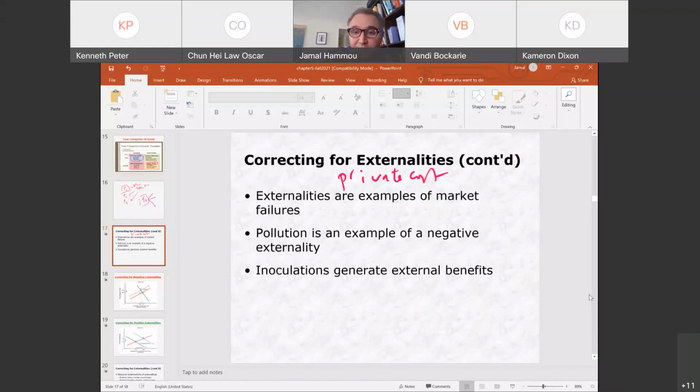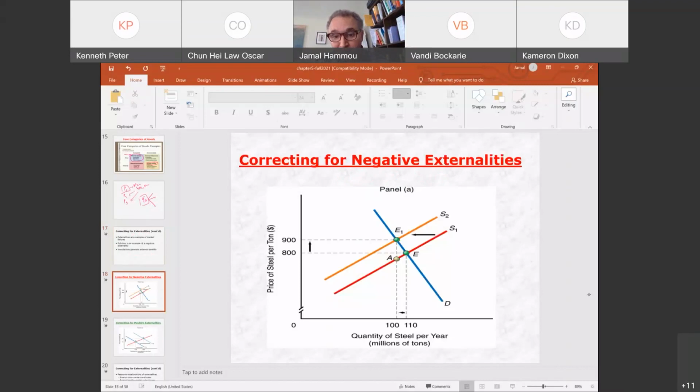No, the market only includes the private cost. That's why it's not efficient. Either under-allocating or over-allocating resources does not give us the efficient amount. So now we have to correct for externalities, and that's the role of the government.